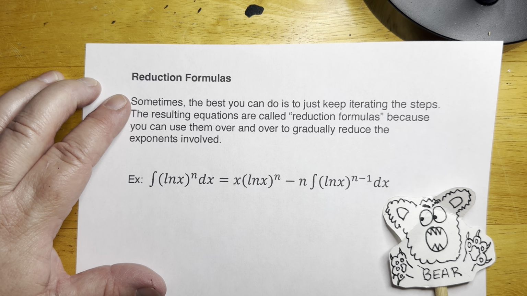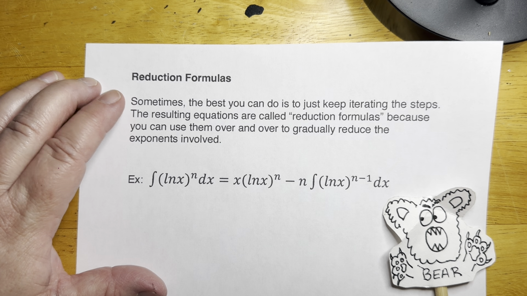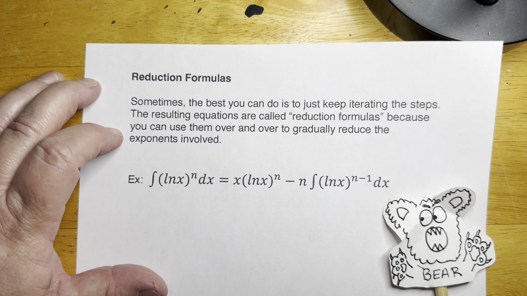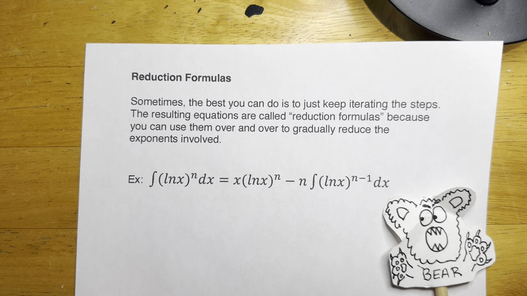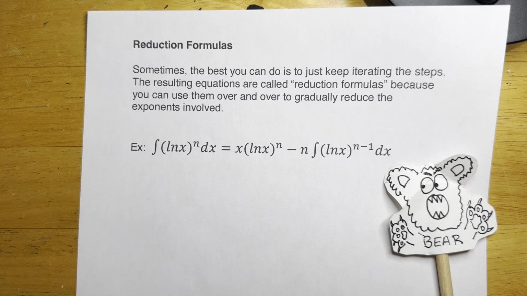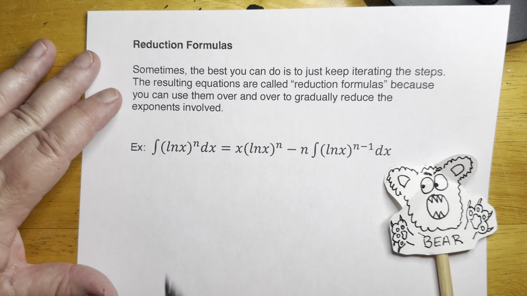Sometimes the best you can do is just keep iterating the steps. Like I said, if I give you sine to the 10th x times sine to the 10th, or x to the 10th times sine, you just have to do it over and over and over again. The resulting equations are called reduction formulas because you can use them over and over to gradually reduce the exponents involved. I'm not going to prove this, I just want to show it to you. I'm happy to prove it. Hopefully you guys can kind of see how this works.